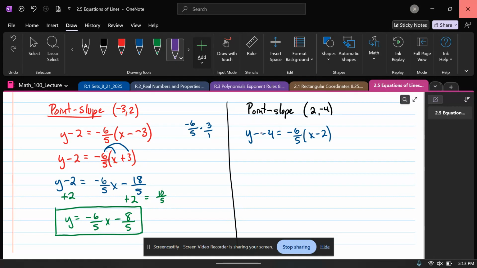So this becomes y plus 4. This is negative 6 over 5x plus 12 over 5. So I'm just going ahead and doing that distributive property. That's what I did there. Now I have to get y by itself. I'm one step away. Subtract 4.